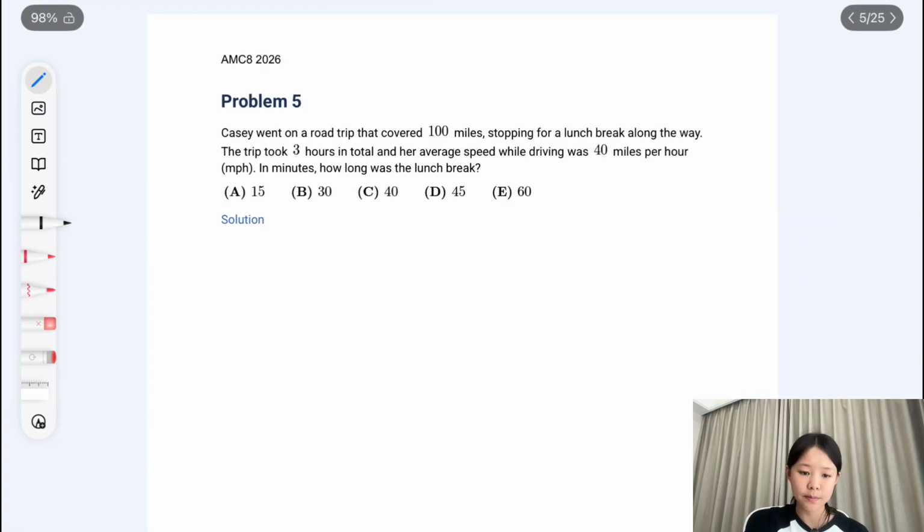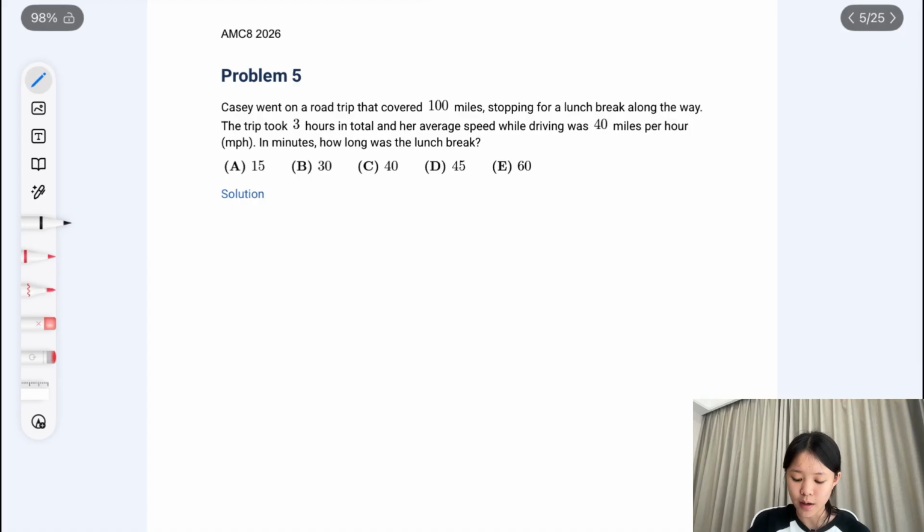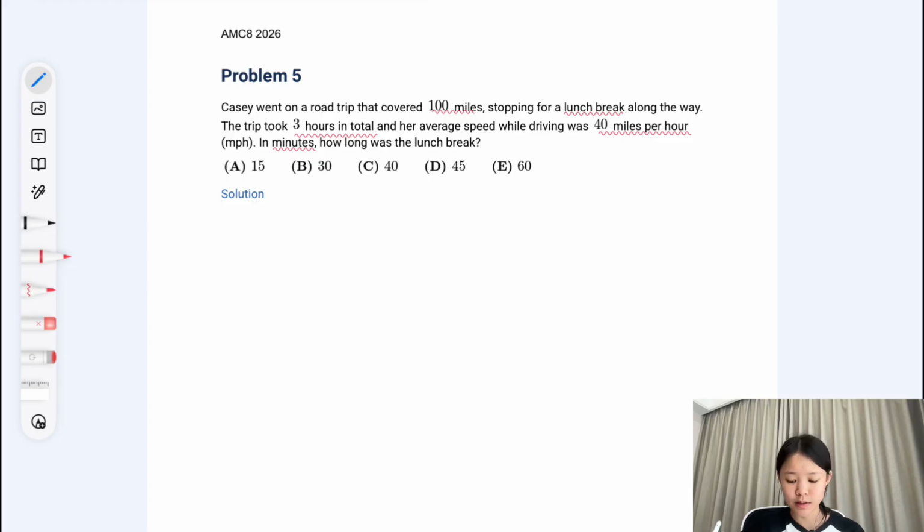So problem 5, right? Casey went on a road trip that covered 100 miles, and she stopped for a lunch break along the way. The trip took 3 hours in total, and her average speed driving was 40 miles per hour. In minutes, how long was the lunch break? Okay, so what does this lunch break actually represent?